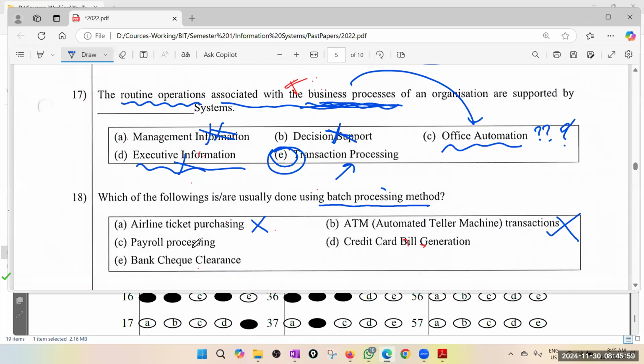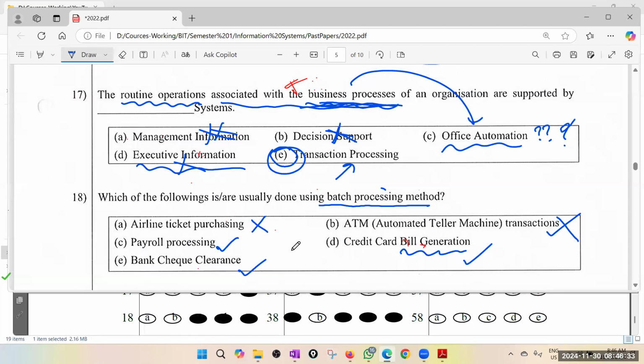Payroll processing, yes, right. Payroll processing, maybe once a month, once a week, I will say batch processing. Credit card bill generation, right? Credit card transactions are online real time, but bill generation is usually once a month. So I'll go for that. Bank check clearance, of course, bank check clearances happen batch wise. Okay, so I'll go for C, D, and E. Yes, C, D, and E.